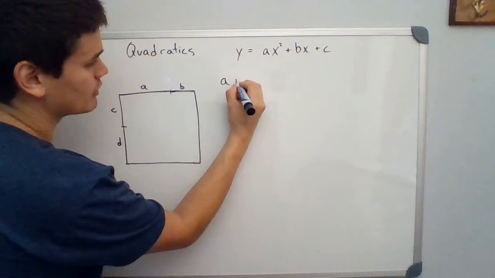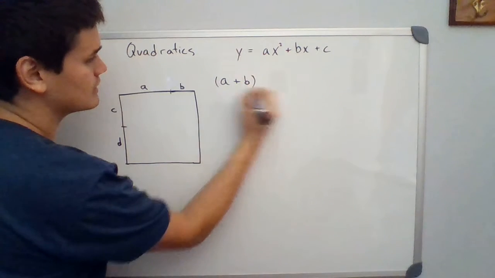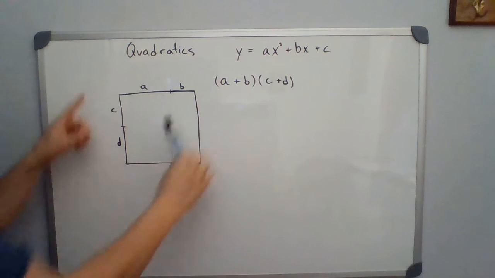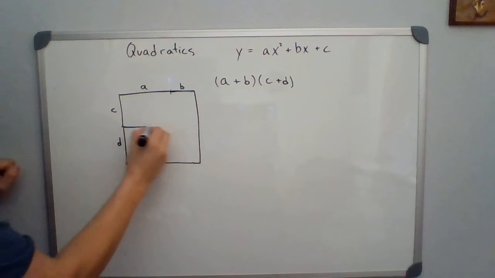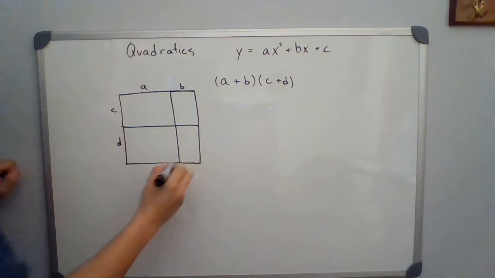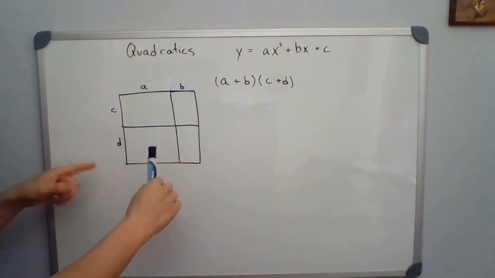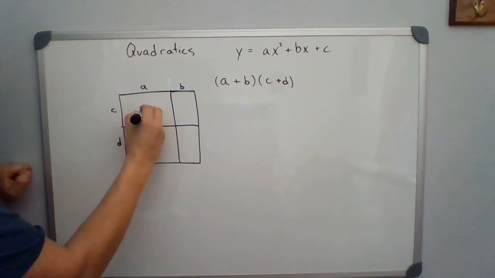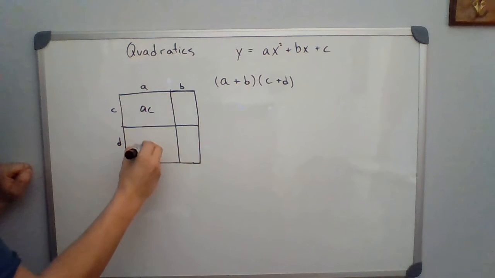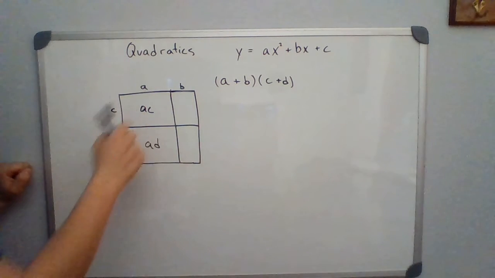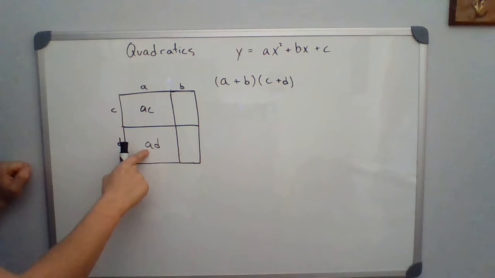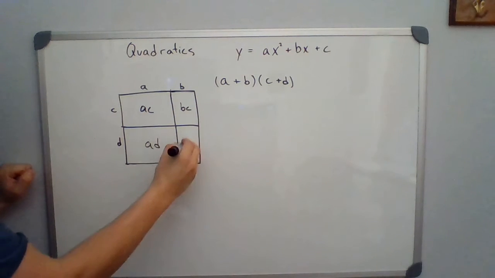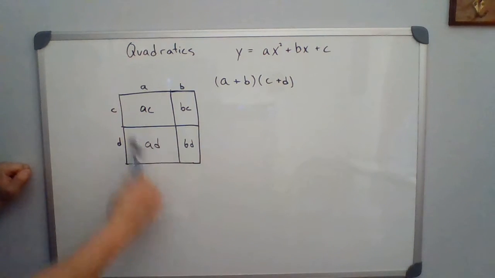My main point here is I want to show that a plus b times c plus d can be shown to be products of the lengths. I can add up products of these lengths, the different combinations of the lengths. A times c is going to be the area of this rectangle. A times d will be the area of this rectangle. And then I have b times c and b times d. So these are the areas of the individual rectangles.